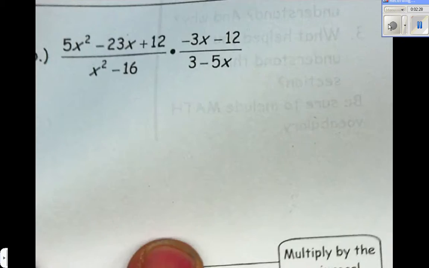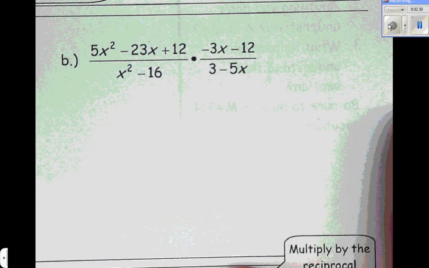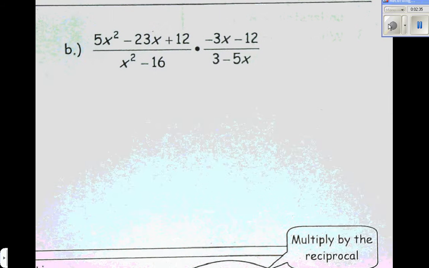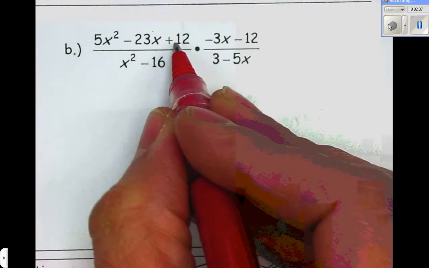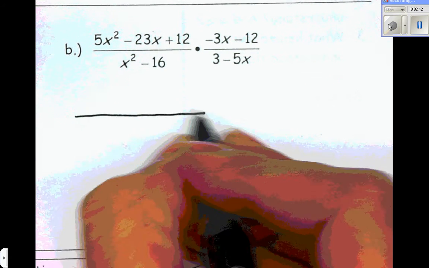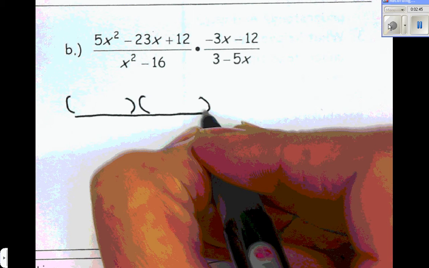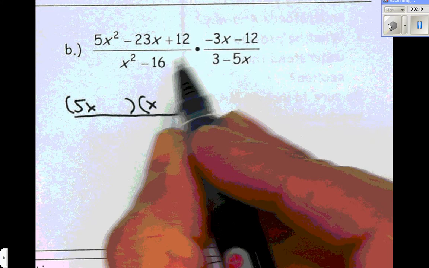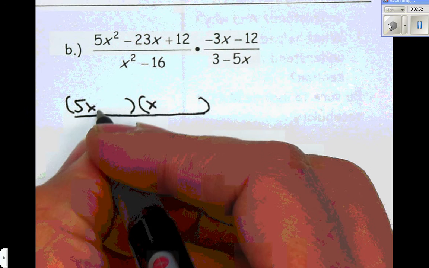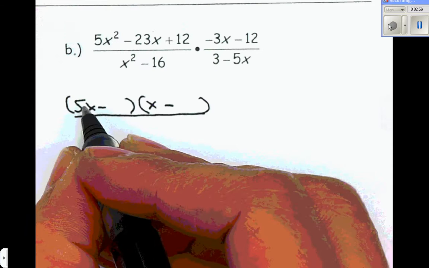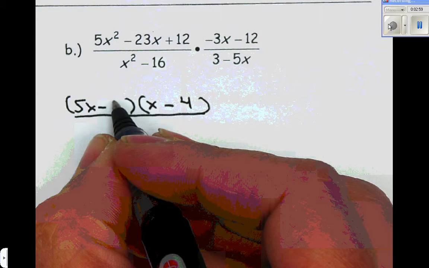Example B. On example B, it's multiplying. So we need to be able to factor the top, factor the bottom, factor the top, factor the bottom. Nothing that I can factor out in here. So I'm just going to do my double parentheses. Factors of 5x squared are 5x and x. Factors of 12, this is +12, so we know that, and since this is a negative, we know that both of them have to be negative. So I'm going to place my 4 here and my 3 here.